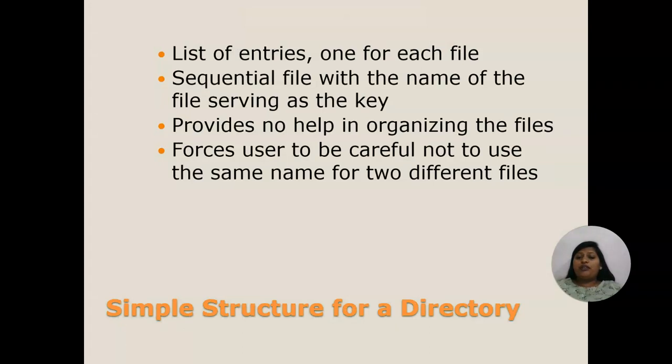Simple structure for a directory: a list of entries, one for each file. It is a sequential file with the name of the file serving as the key. It provides no help in organizing the files. It forces the user to be careful not to use the same name for two different files.